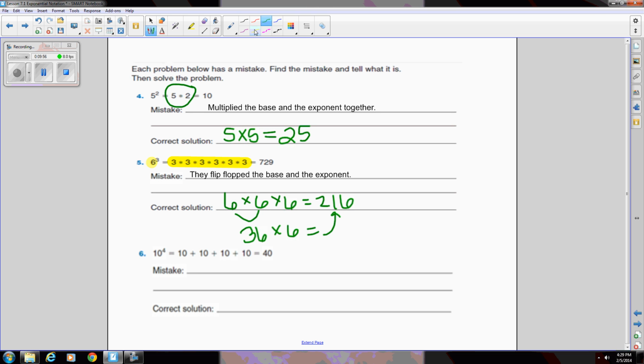Also, for the last one, I'm going to have you guys do that on your own, on that blank sheet of paper that you already have out and working on. I want you to find the mistake that they made in the last one. So what they have is 10 to the 4th, and they said it equals 10 plus 10 plus 10 plus 10, and that equals 40. Find their mistake, and then give us the correct solution. And then you'll be all set to have your 2 problems ready to go for math. All right, good luck.